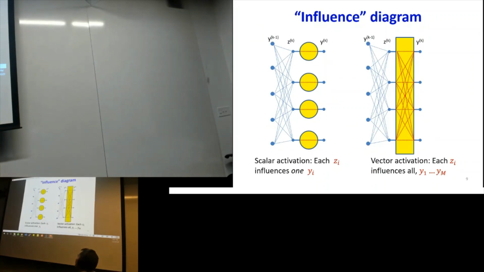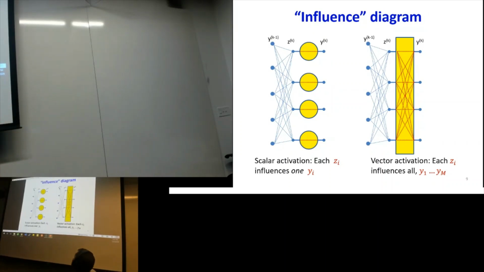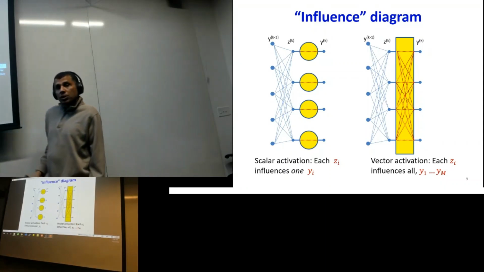If I want to plot the influence of the parameters, if I plot the influence diagram, which we introduced today morning, then the influence of any particular z is only on the corresponding y. So this is when you have a scalar activation. When you have vector activations, the influence of any z is on every y. So this z affects not only this y, but also this one and this one and this one. This z affects every one of the y's. This z also affects every one of the y's, and so on. So each zi influences all of the y's.